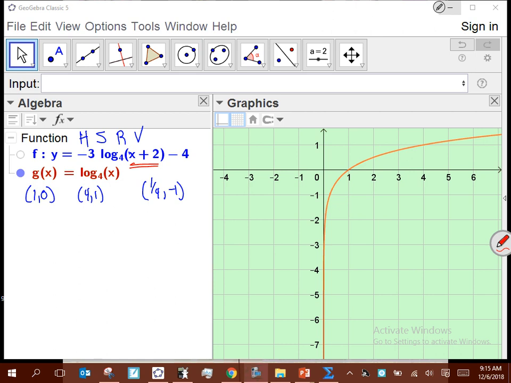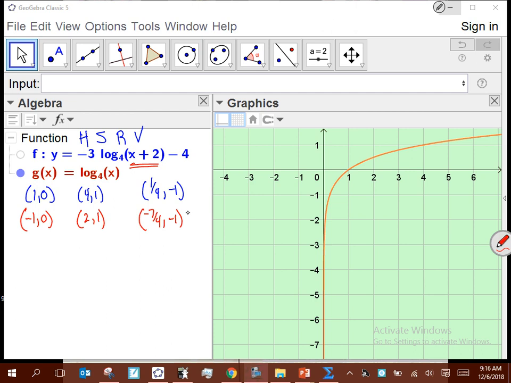So how many units and in what direction am I going to be moving every single one of these points? To the left 2. So if I'm going to the left 2, doesn't that mean I have to subtract 2 from that value? So it gives me -1, 0. I subtract 2 from that value, so it gives me 2, 1. And I subtract 2 from that value, it gives me -7/4, -1.